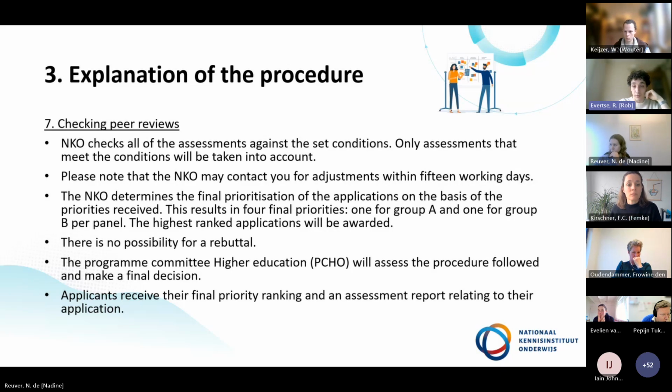There is no possibility for a rebuttal. So it's important to write your application well and to assess the other applications well. Once we've made the final ranking, we send that to the Program Committee Higher Education, the PCHO. They will check if the procedure was followed correctly, and they will make a final decision. Once all of that is done, the applicants will receive a report with their final ranking and the motivational text that the other applicants wrote.